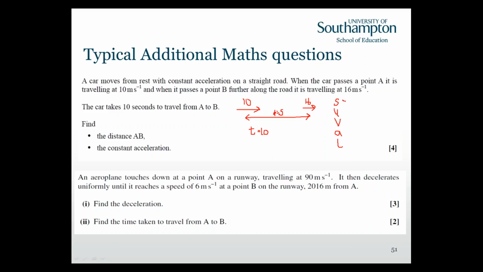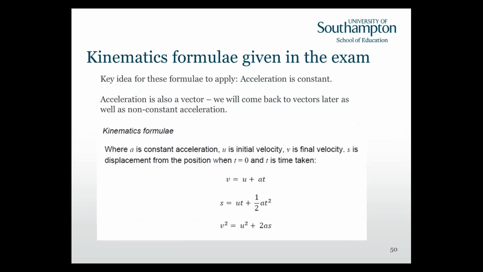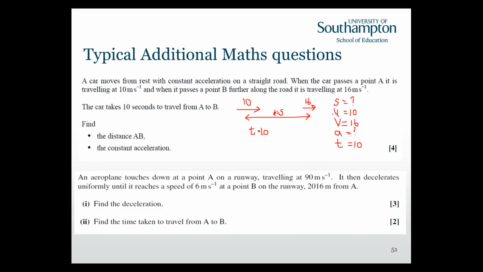So S, the displacement, is what we want to know. U is the initial velocity, so that was 10. The final velocity V is 16. The acceleration we also want to know, and the time is 10. Now, if we look back to these formulae that we've been given, this first one, V equals U plus AT, we've got V, U and T, and we want A. So that would be the one we'd want to use to find the constant acceleration.